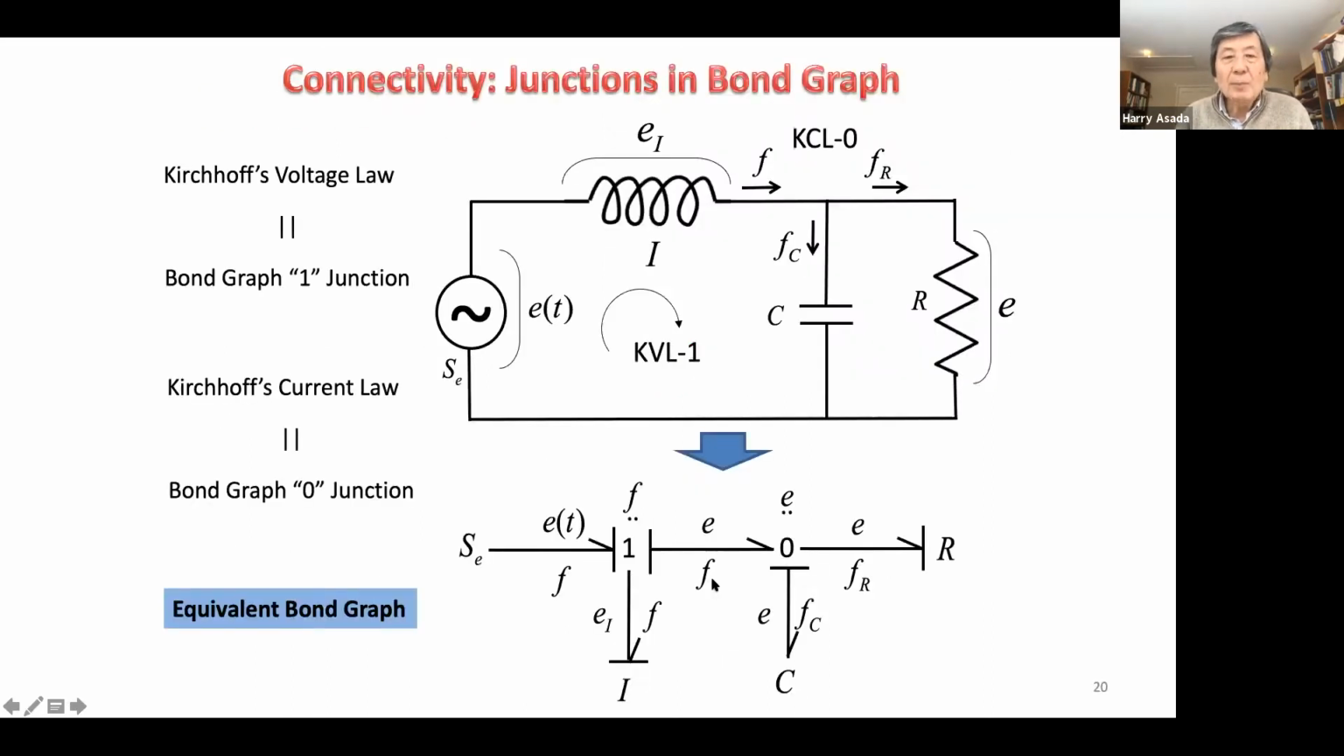Now, the Kirchhoff voltage law and the Kirchhoff current law can be represented in a more generic form by using the bond graph.